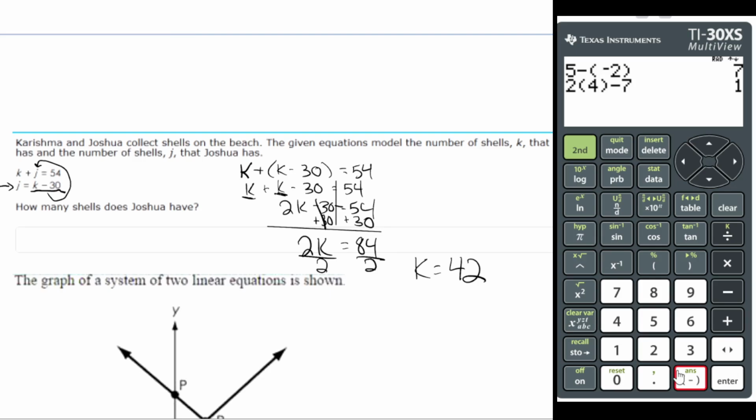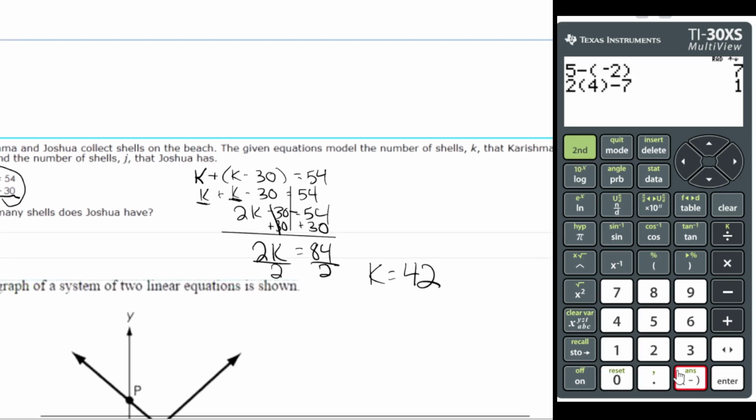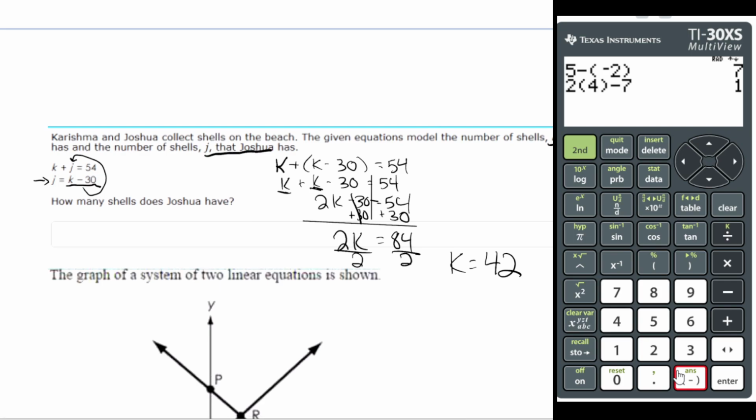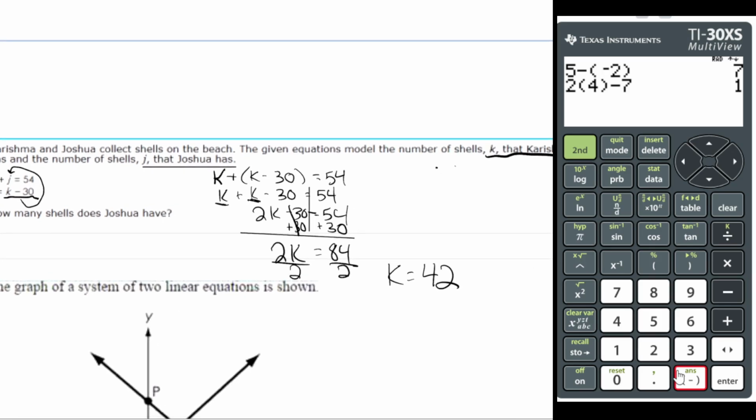Now, k represents how many shells Karishma has. But what's asking us is how many shells does Joshua have? Okay. So what we're going to do is we're going to go back to our second equation. J equals k minus 30. We found k to be 42. So I'm going to take out k and put in 42.